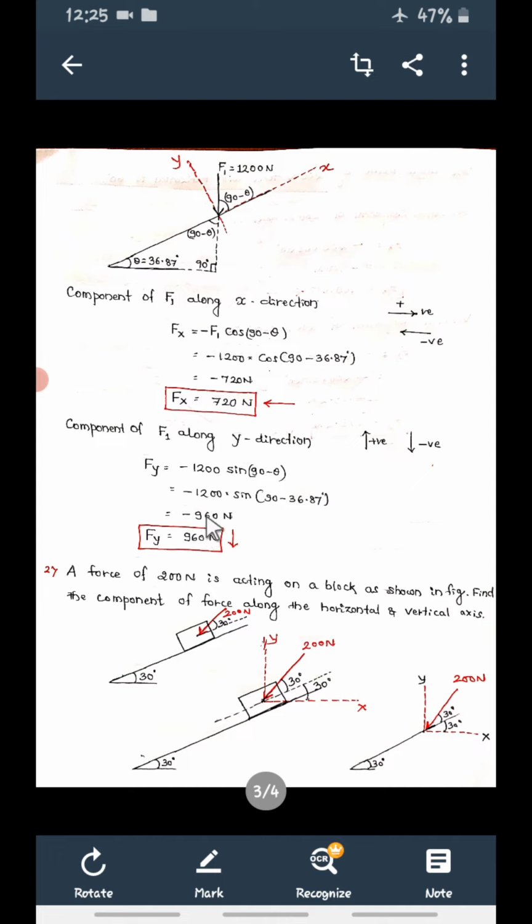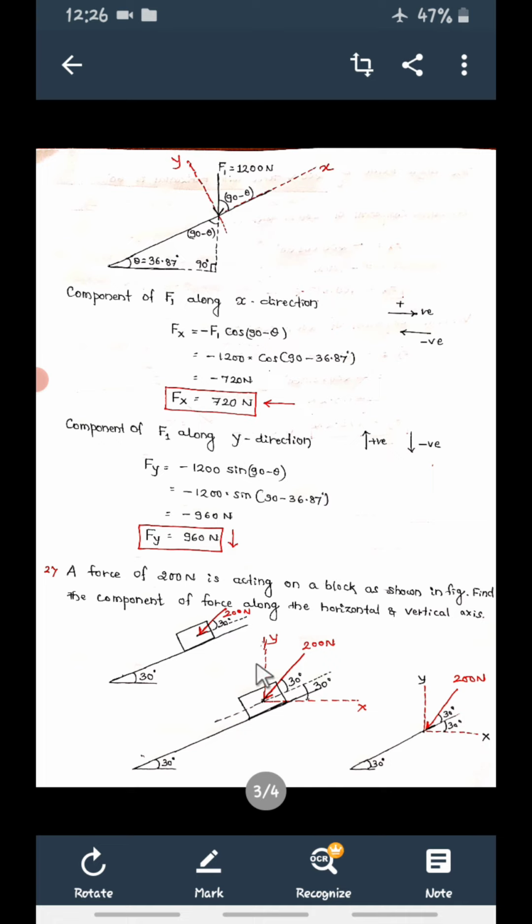So again, remove the minus sign. For vertical, minus means downward. So Fy is equal to 960, and the component is going to move along the downward direction. Okay, so this is Fx and Fy. Fx and Fy are the components of F1 along the x direction and along the y direction.